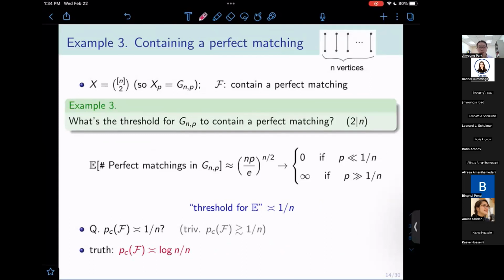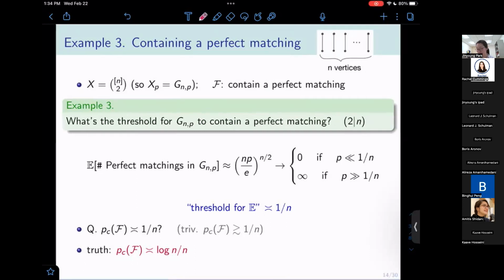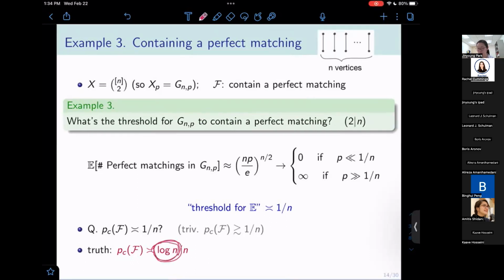We have to look at the densest subgraph of the given graph. But when you look at the perfect matching, then you see that there's really no densest part in this graph because all the parts look the same. So in this case, indeed, whatever subgraph we consider, we always have the threshold for the expectation 1 over n. So here, there is really this non-trivial gap between the threshold for the expectation and the actual threshold, which is log n.